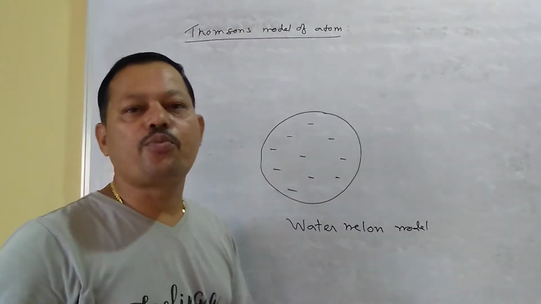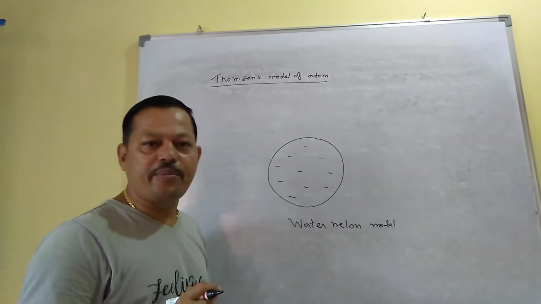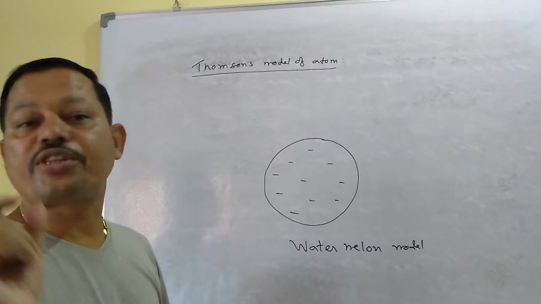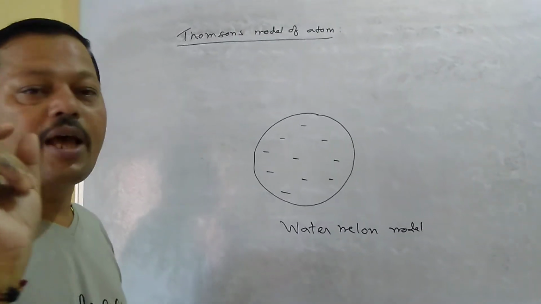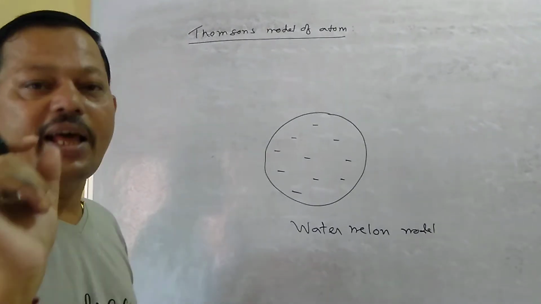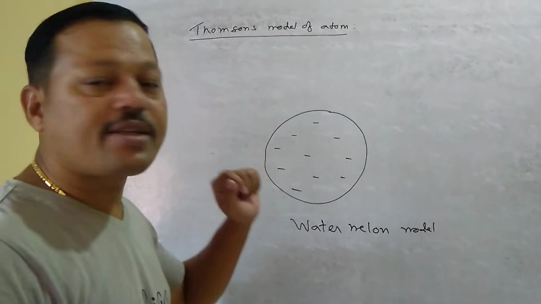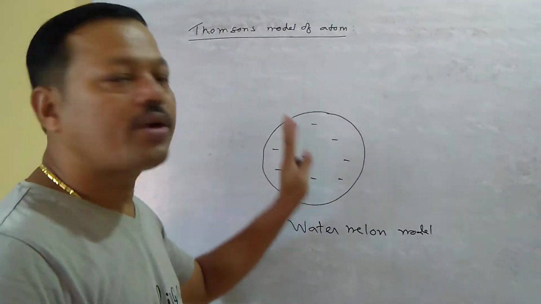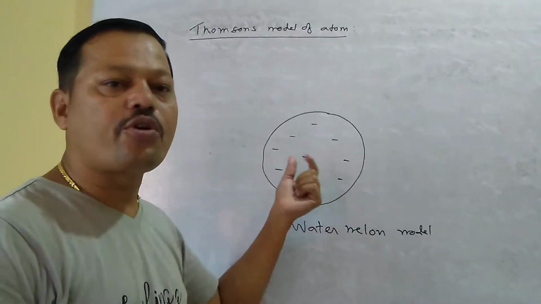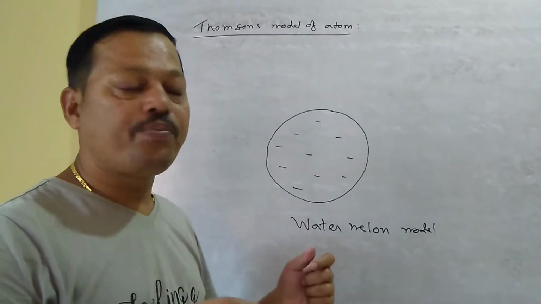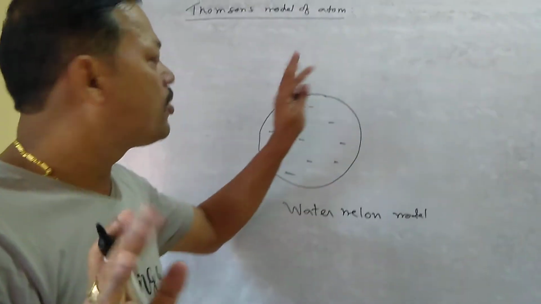After discovering this model, another scientist called Rutherford carried out one experiment which is called the Rutherford scattering experiment. This model cannot explain the Rutherford scattering experiment. I will show you what the Rutherford scattering experiment is. So that is why, in a question, if it asks what is the drawback of Thomson's model of atom, then your answer should be: this model cannot explain the Rutherford scattering experiment. That is the drawback of Thomson's model.